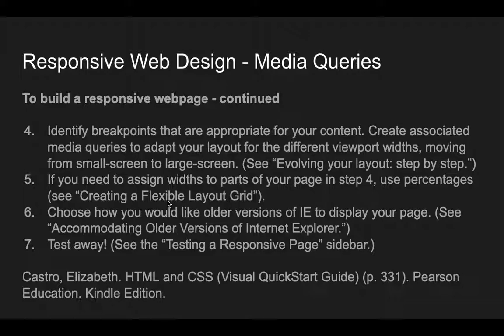Next part is you identify the breakpoints that are appropriate for your content. So you're going to create media queries that adapt to where the content should be, how it should be displayed. If you need to assign widths to parts of your page, make sure you're using percentages, not static pixel dimensions. If you are working with older browsers, then there are some specialized comment rules that you have to use.